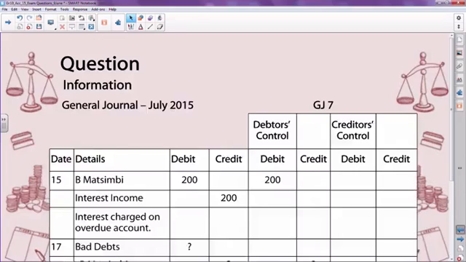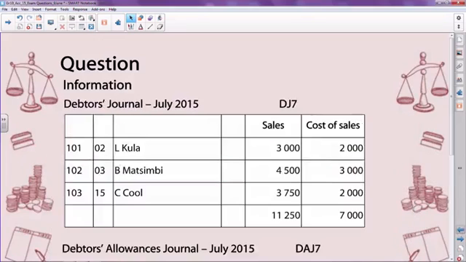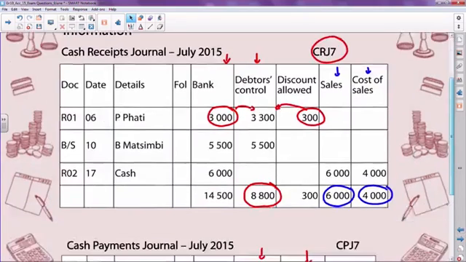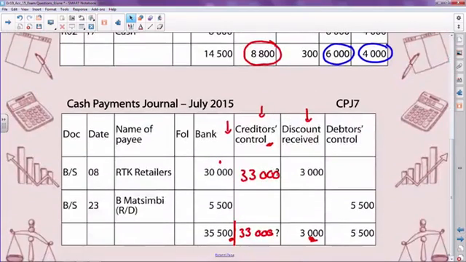But now we are not done with the CPJ. I want to go back to the CPJ and explain again that last entry. So let's go look at the last entry in the CPJ. You can see it's bank statement 23, that's when the transaction took place. It's Bimatsimbi, RD check, 5,500.